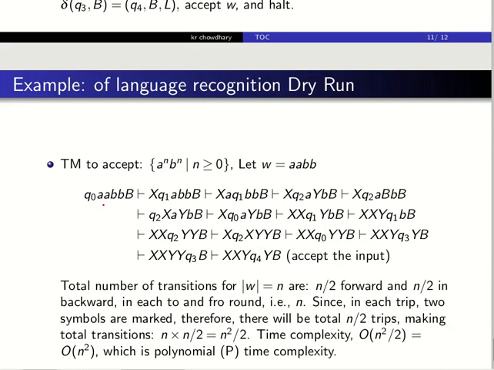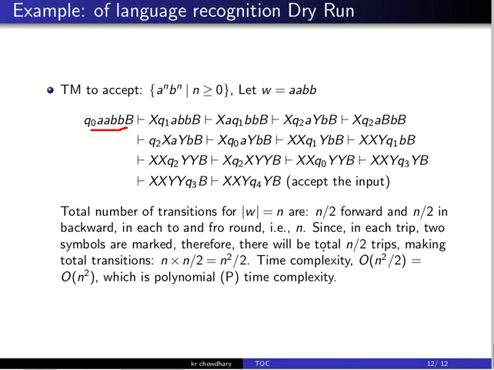Okay, so all the moves of this we have explained, that how it happens one by one. So if you try to find out the number of steps incurred, length of input is n. So there are n by 2 forward and n by 2 backward. In each to and fro round, there is n. Every time you perform 1 iteration, there are n steps. Since each trip 2 symbols are marked, A is converted into X, B is converted into Y.